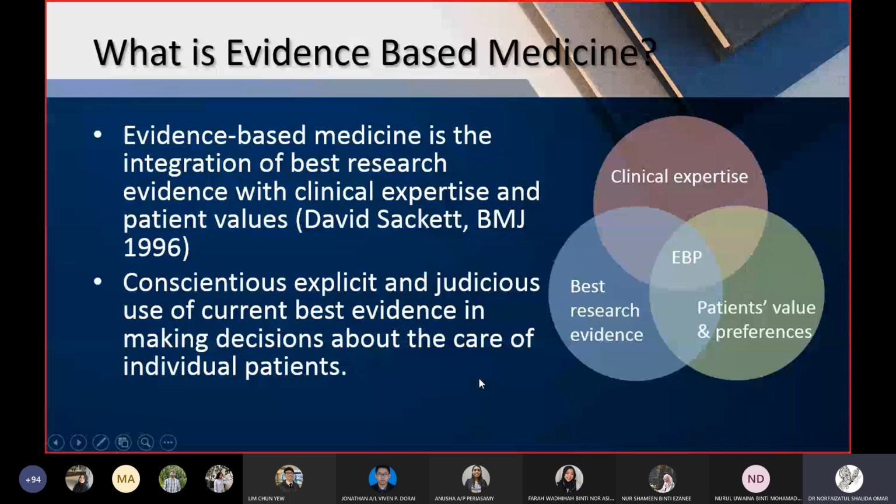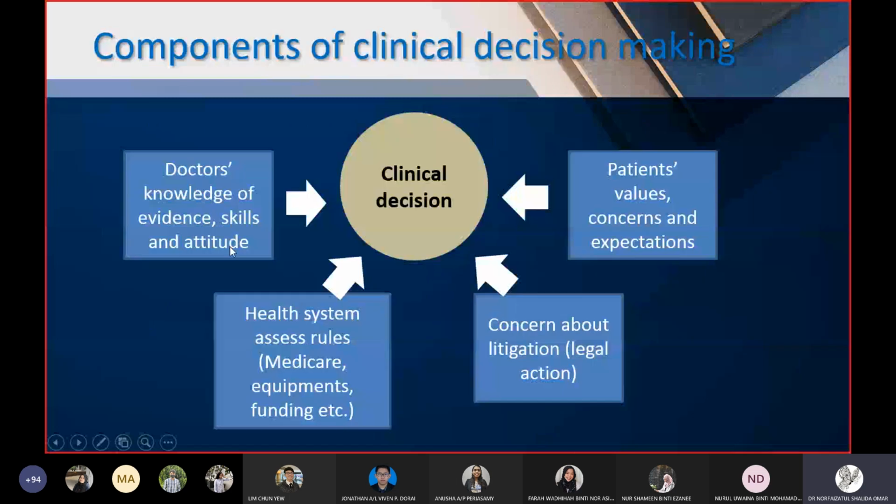So this is what I explained just now. Not only your knowledge, evidence, skills and attitude are important in making a clinical decision; all of them are important. And to take into account on the attitude side, there must be no conflict of interest. We know that nowadays some doctors are doing sideline businesses, like supplements. They are promoting supplements to their patients. So that is also a conflict of interest.